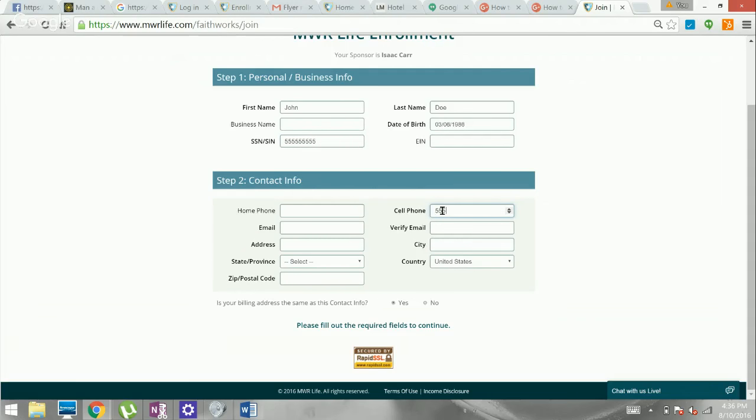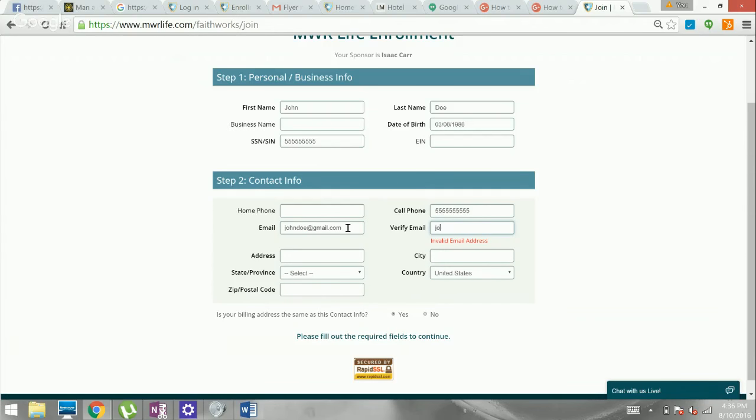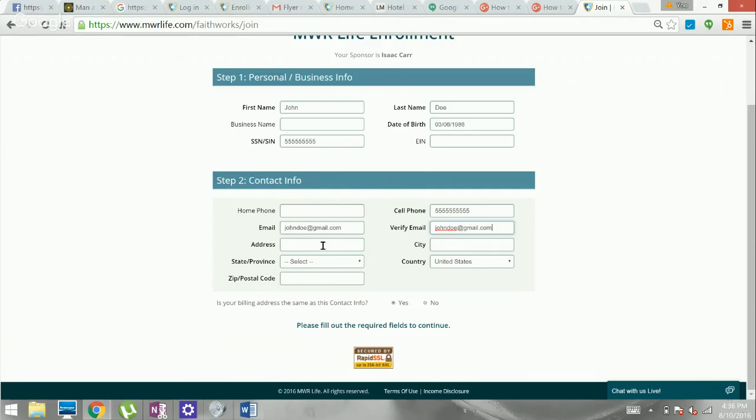So notice home phone is not necessary. Cell phone here, you want to make sure the person puts their real cell phone number here, because we do text messaging notifications, and if that person's cell phone isn't there, they're not going to get those notifications, which are very, very important. Email, we're going to put johndoe@gmail.com, and then you have to put it in again. Of course, it has to match. You guys all know how to fill out applications. I'm just doing this to get through to the parts that we need to explain here.